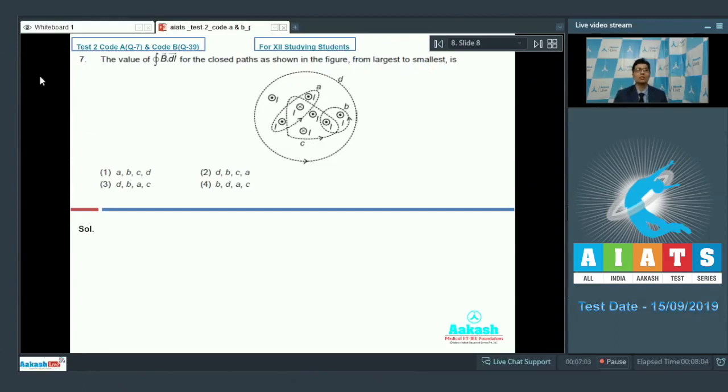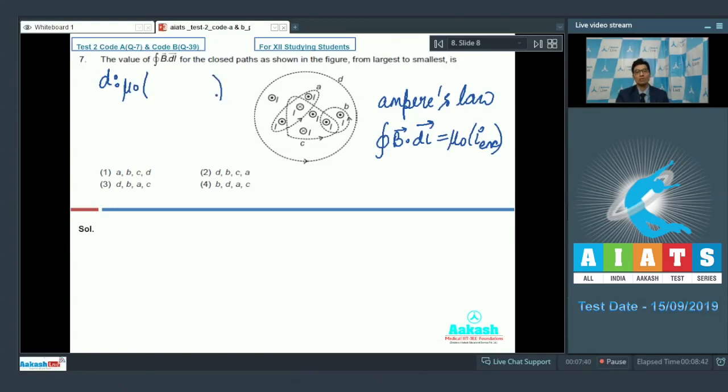Now dear students, this question is based on the principle of Ampere's law in magnetic field. According to Ampere's law, the integral of B dot dl across a closed path is equal to mu naught multiplied by the current that is enclosed by that closed path. Now let us try to find out the value of B dot dl for each path. Let us first consider the path D. The value of B dot dl will be mu naught multiplied by the enclosed currents.